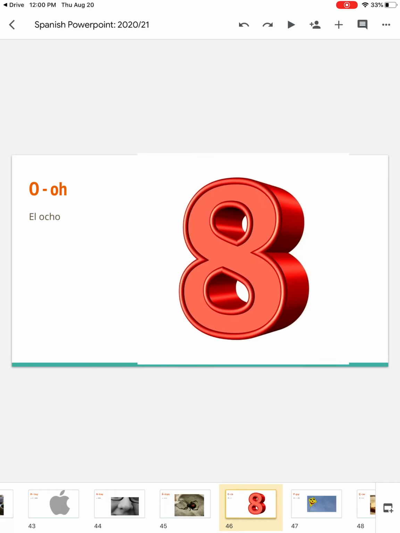Next up, we have O, which in Spanish sounds basically the same. It's just O. So if you know some of your Spanish numbers, then you'll know that 8 is el ocho. El ocho.